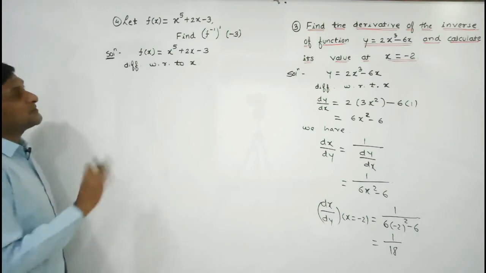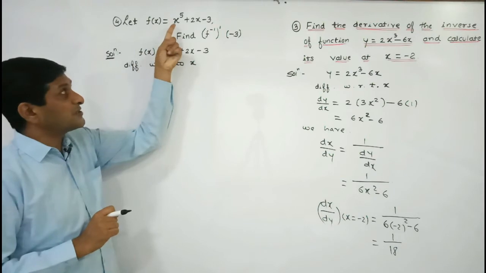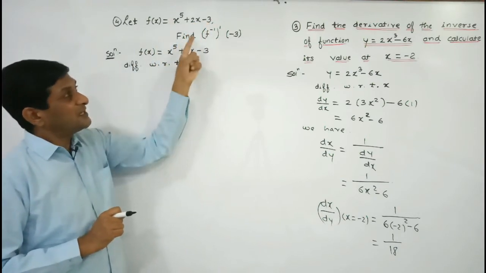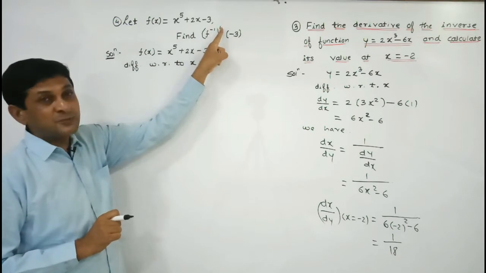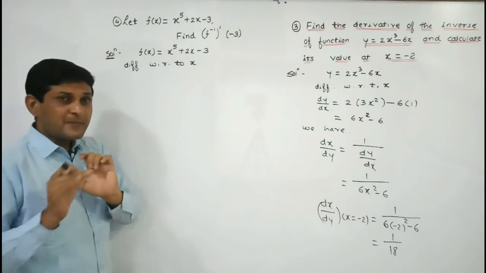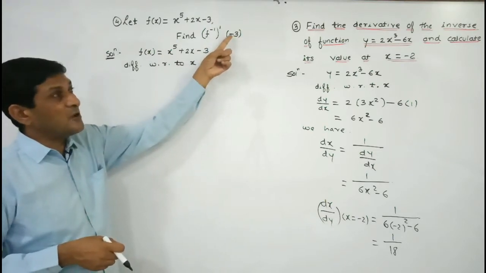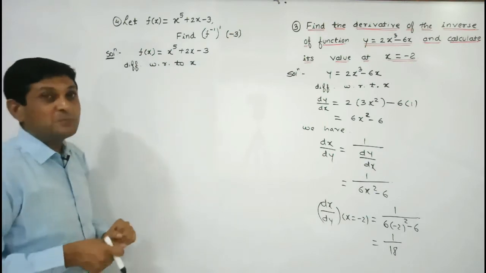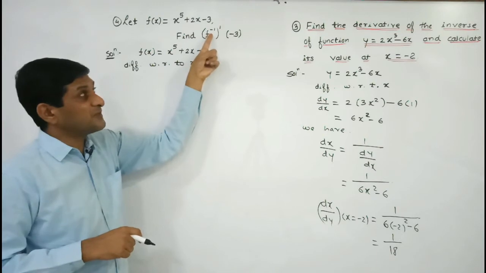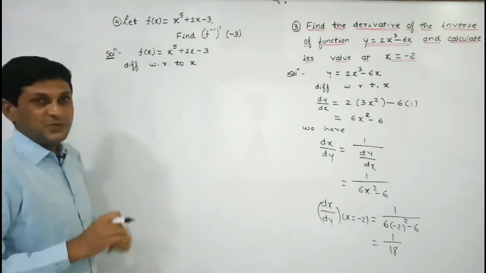Now observe example number 4. In this example, f of x is equal to x raised to power 5 plus 2x minus 3, and here also we have to find the derivative. That is, the derivative of the inverse function of f. The example is similar to the last example, but here instead of x, the value of y is given to us. Y is equal to minus 3. The derivative of the inverse function at y is equal to minus 3, that is what we have to find.